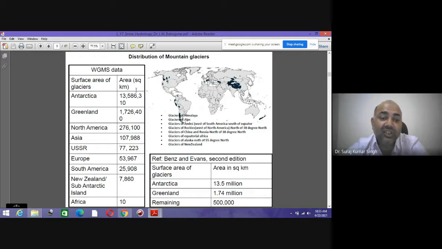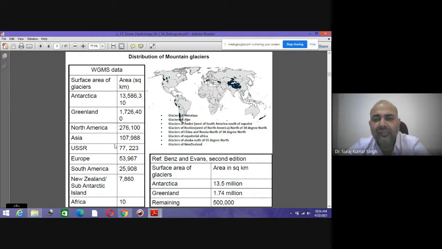The surface area of Antarctica is 13,58,630. In the same way you can see the surface areas of various glacial regions. India is located in this region, which is 1,07,988. So you can see a very small area of land is under glaciers.